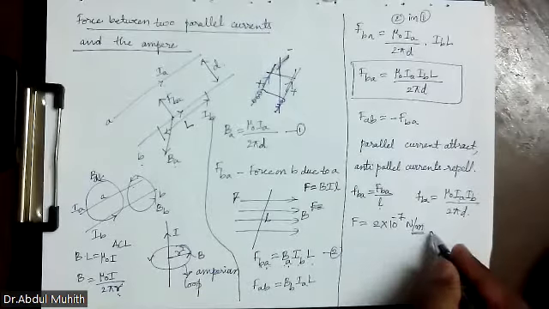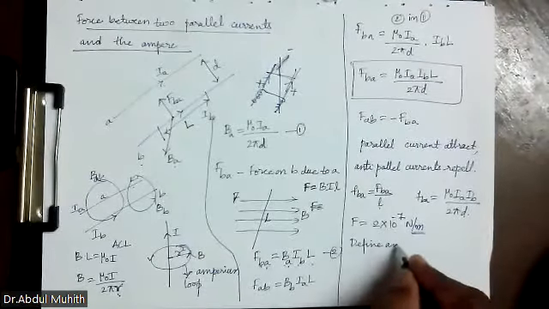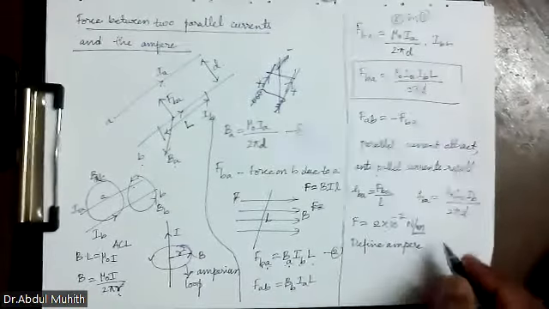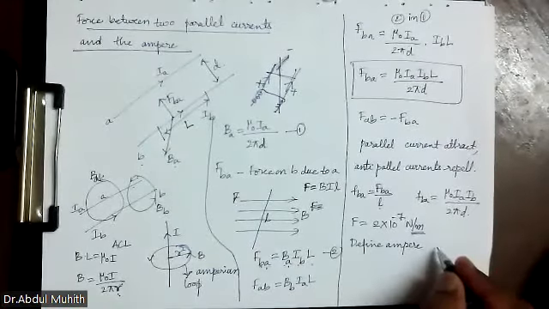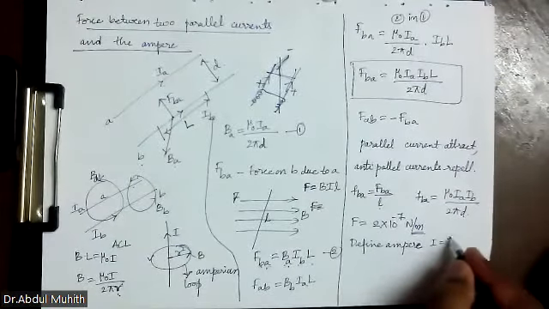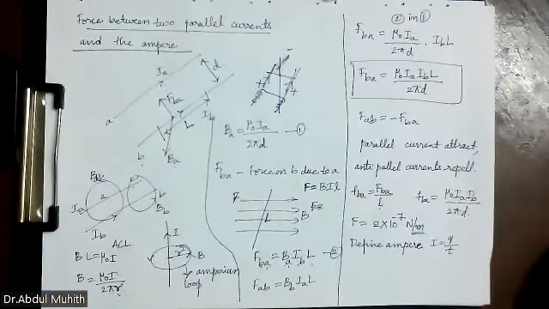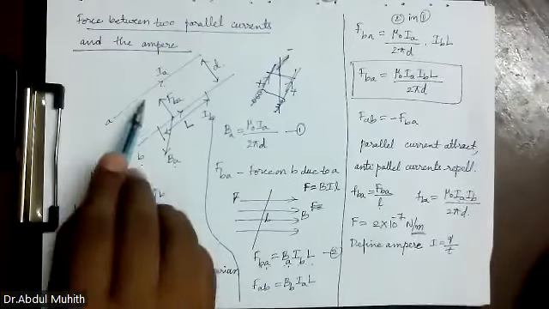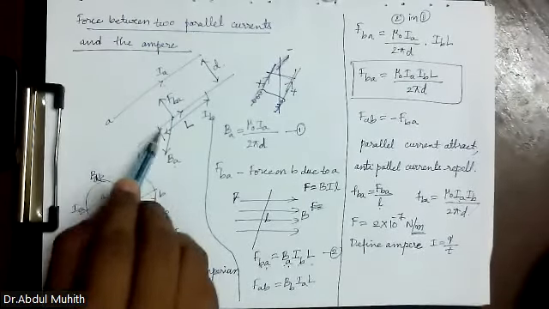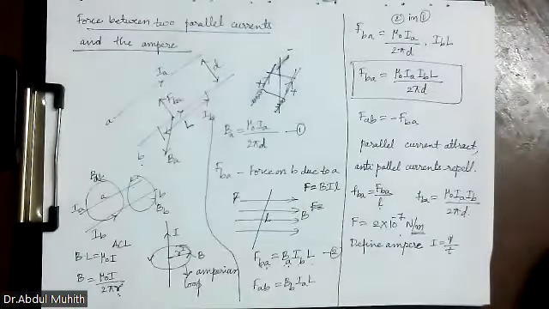So what he will ask is, define ampere. How do you define 1 ampere? The formula for current is I equal to Q by T, so you write 1 coulomb by 1 second like that. But they define 1 ampere as: if the force on each of the wires is this much, then the current flowing through this wire is 1 ampere.